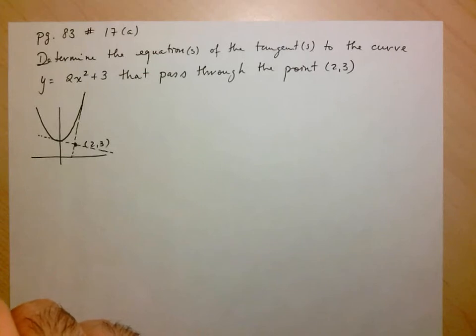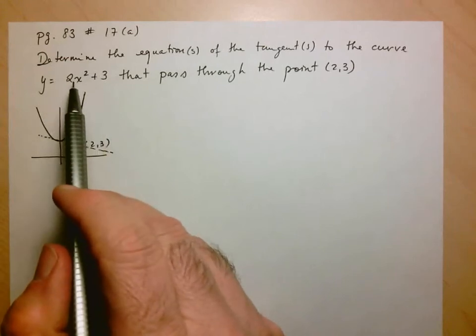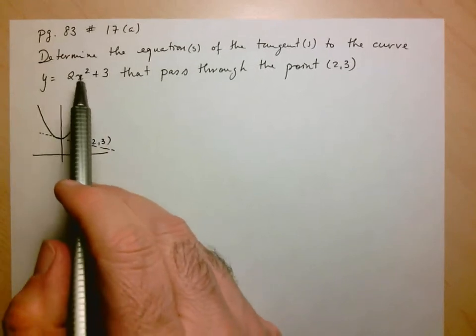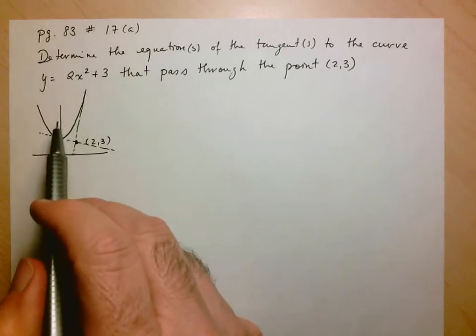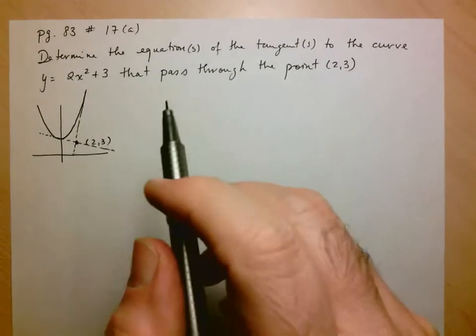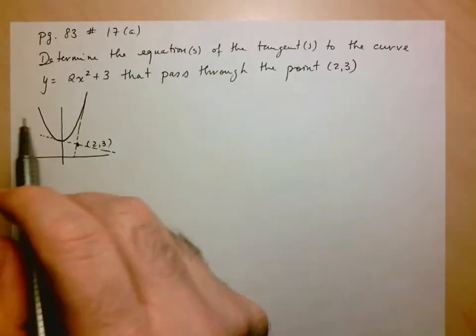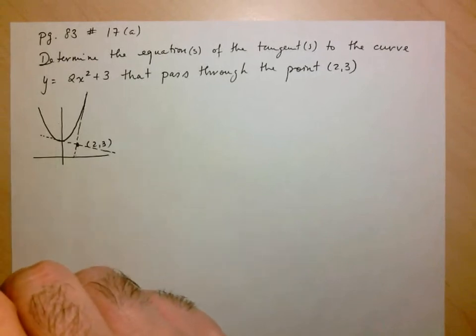So we know we can find the derivative of this function, and that'll give us the slope of the tangent at any point. The problem is we don't know what these points are. If we knew what those points were, it'd be nice and easy to solve this problem, but we don't know what those points are. So we're going to need to find a way to get to this here.